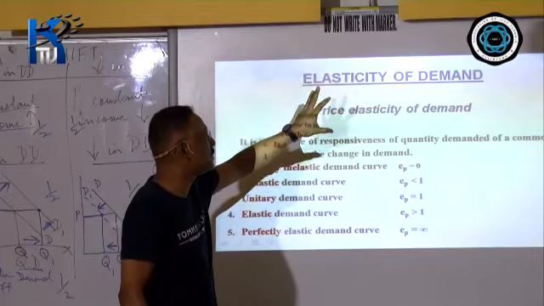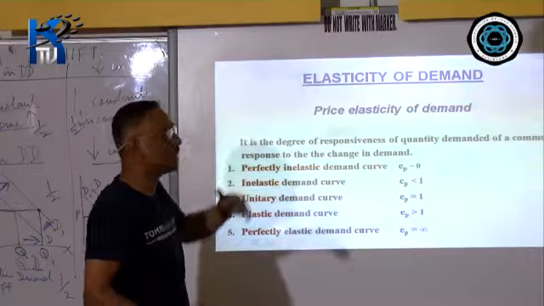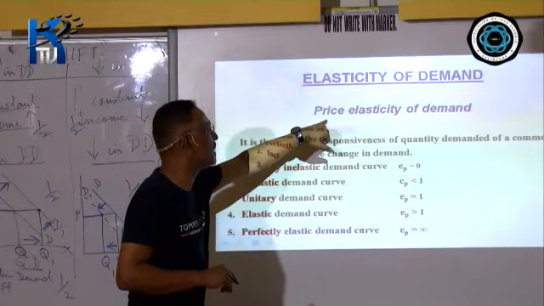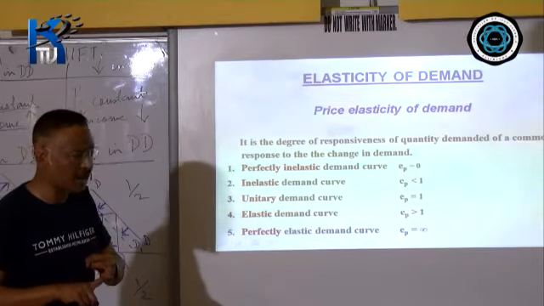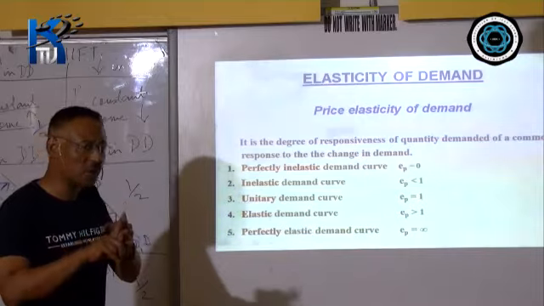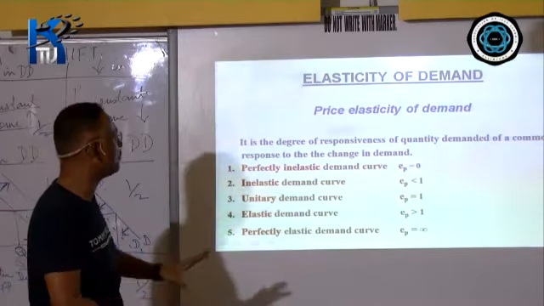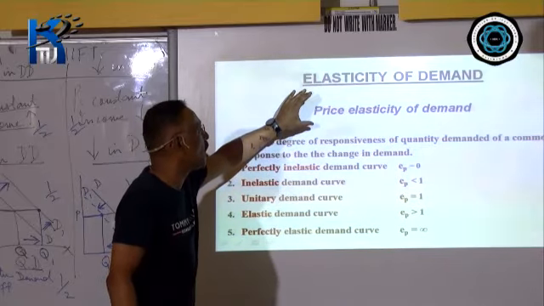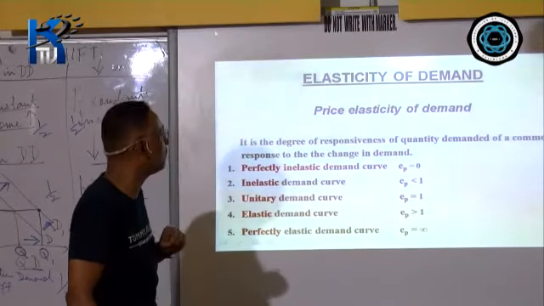So elasticity of demand is the topic. In elasticity of demand, there are some parts you have to do. The first one is price elasticity of demand. Then you will learn income elasticity of demand. And the third one you will do is cross elasticity of demand. The first thing I am going to teach you is price elasticity of demand, which talks about how much the quantity demanded will change if there is a change in the price.